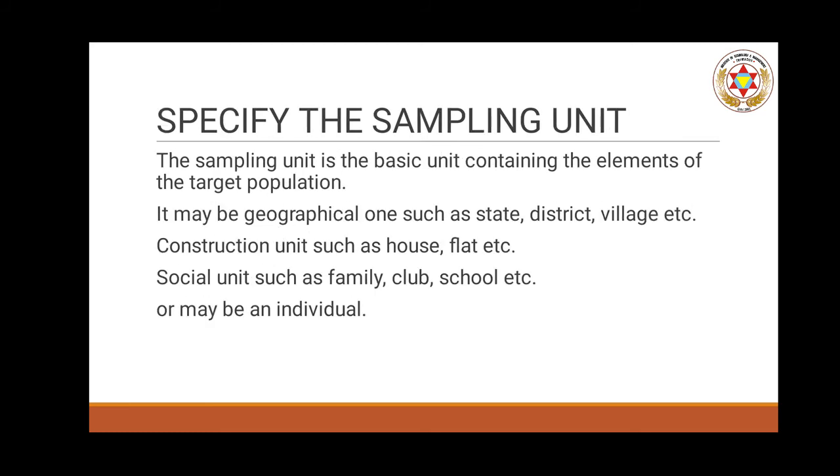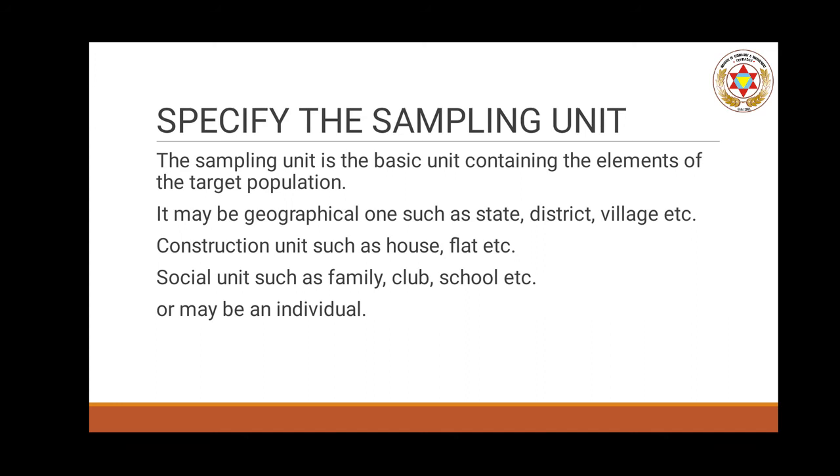Now next we need to specify the sampling unit. The sampling unit is the basic unit containing the elements of the target population. The sampling unit can be a geographical one, maybe a state or a district or a village, or some construction unit such as a house or a flat, or even a social unit, could be a family, a club or a school, or maybe individual units also.